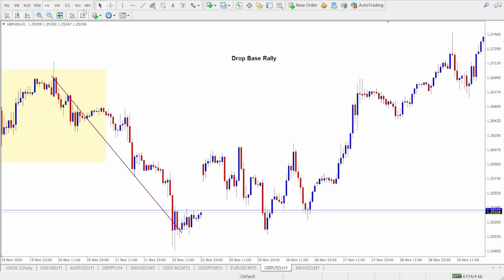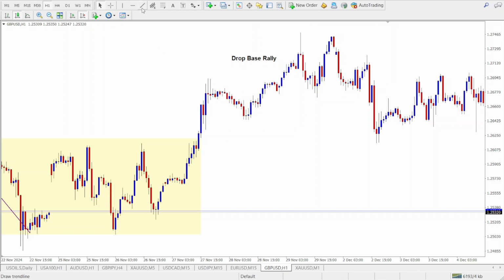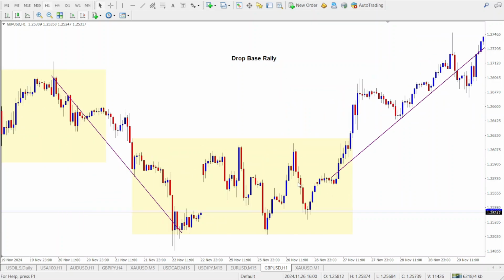Then the second stage is the base. After a drop, price consolidates in a tight range or sideways motion. This is where the market is essentially building energy for the next move. Then finally, the rally stage. After the base is established, price breaks out of the range and rallies upward with strong momentum. This pattern is considered a bullish reversal signal when seen at the bottom of a downtrend, but it can also signal a continuation of the trend if it occurs in an uptrend. Understanding how this works can help you catch big moves in the market.